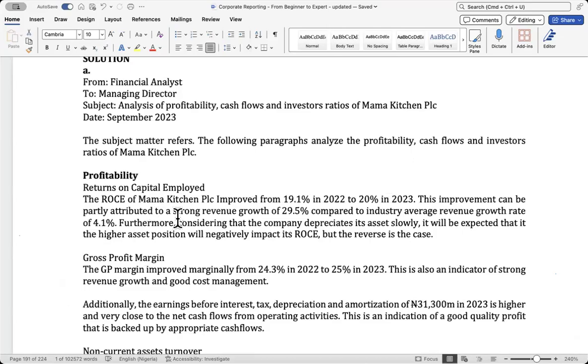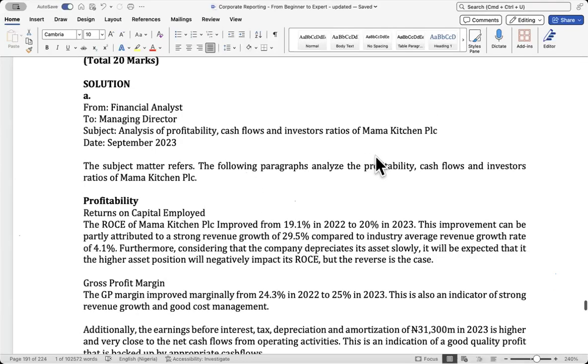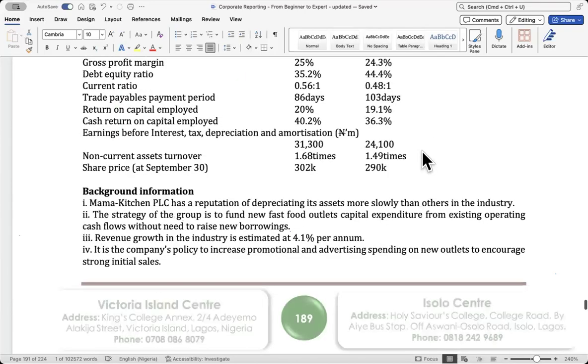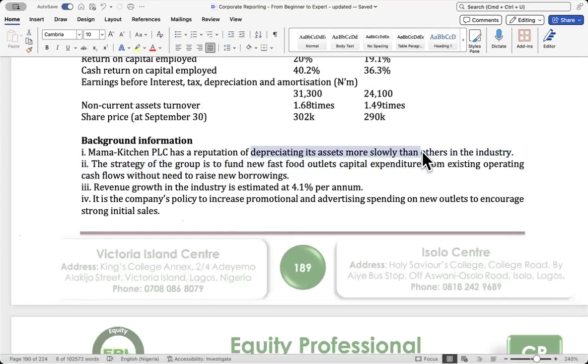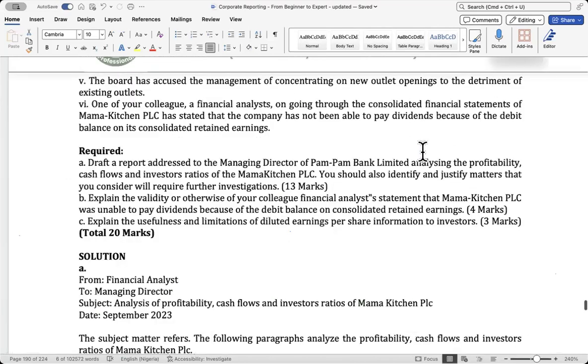It's partly. And I say furthermore, considering that the company depreciates its assets slowly, it will be expected that the higher asset position will negatively impact on its ROCE. But the reverse is the case. Because I also intentionally mentioned that because they gave me a context that Mama Kitchen has a reputation of depreciating its assets slowly. You know, when depreciation is small, your carrying amount will become higher, which would mean that the denominator of your ROCE is big. That would make your ROCE to fall. But here now, the reverse was the case.